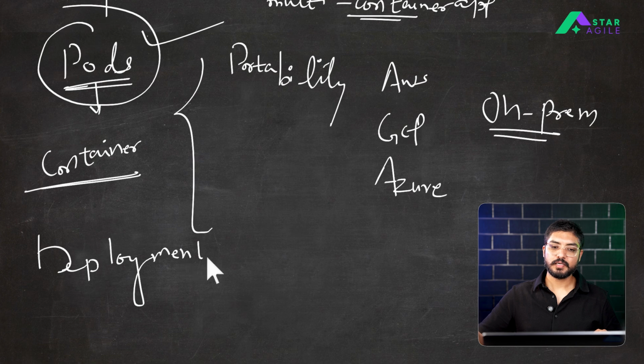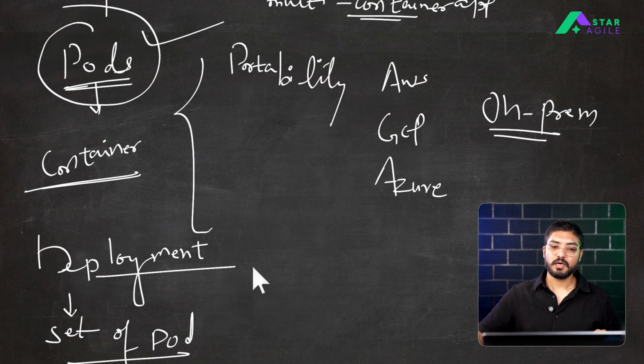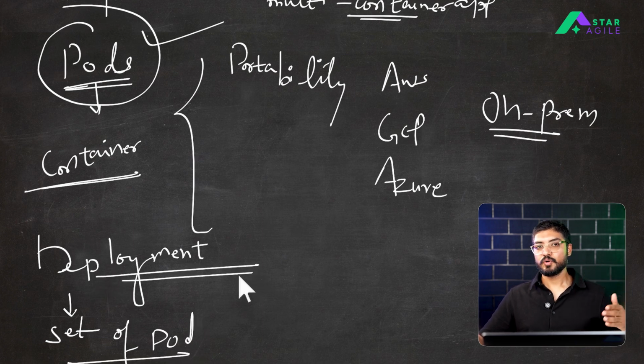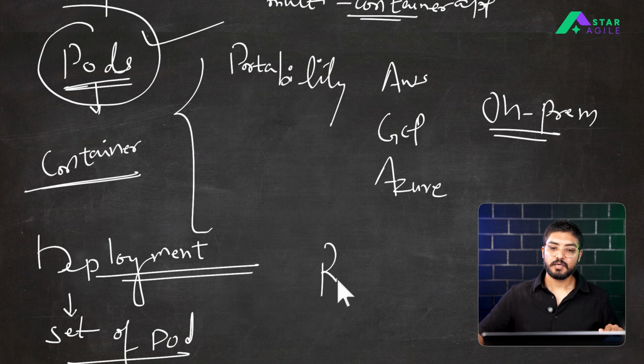So deployments are nothing but a set of pods. You can have multiple pods inside a deployment, and if you want 3 pods or 4 pods all the time, in one go, you can have a replica, and you can change that replica setting also.